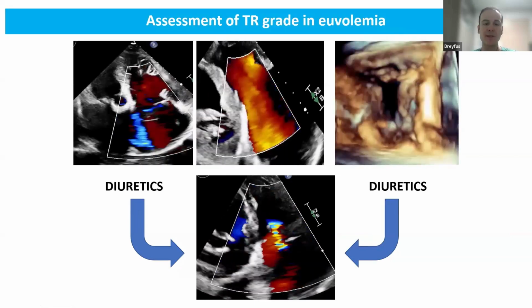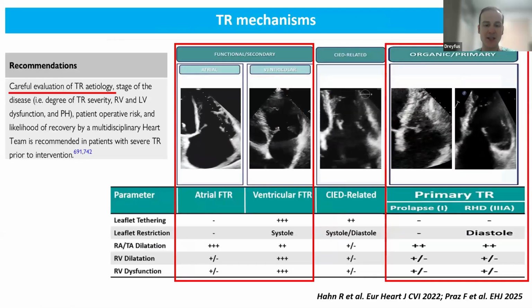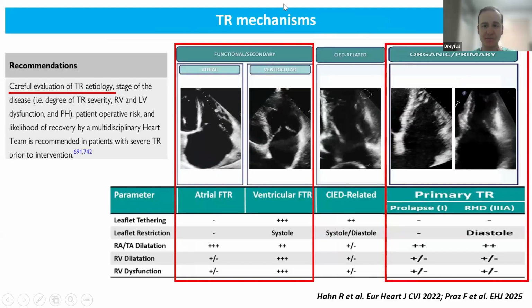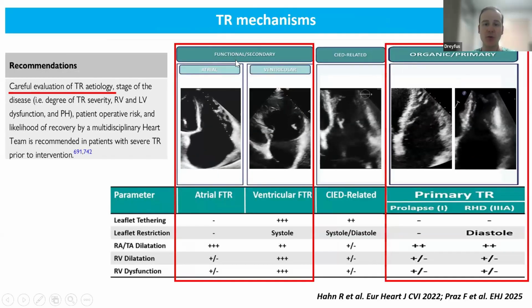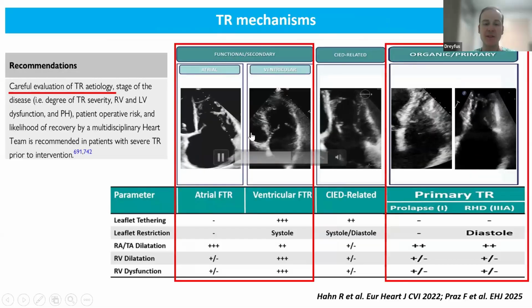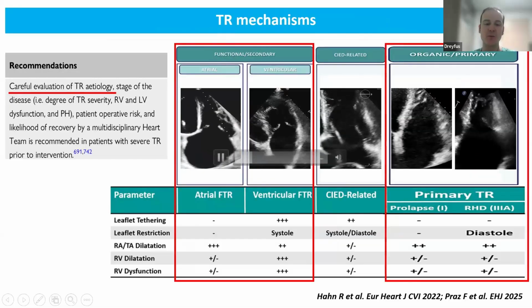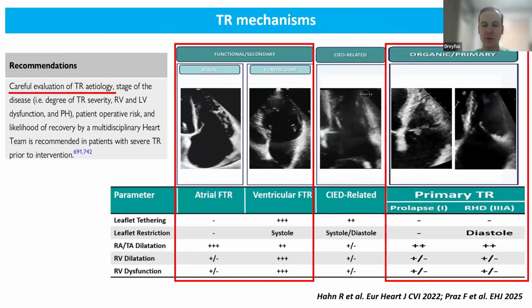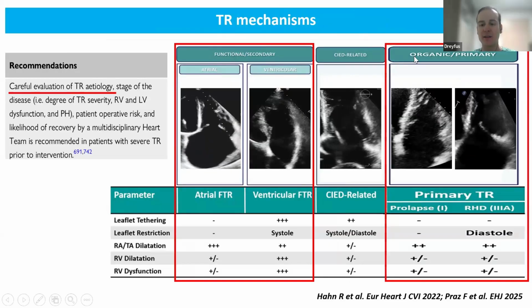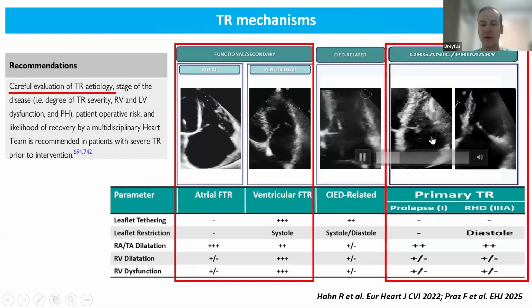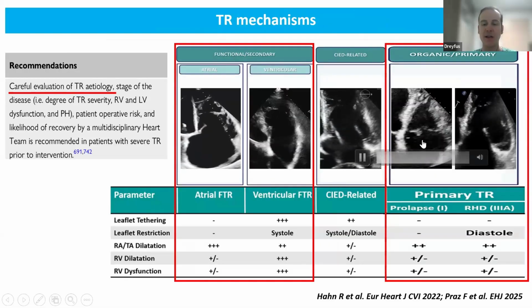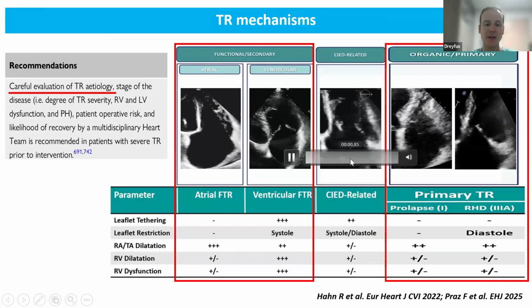The second point is to assess the etiology, the mechanism of TR, knowing that there is a new classification. Functional or secondary TR means that there is no disease of the tricuspid valve itself, but rather remodeling of the right atrium and the right ventricle. Organic TR is a disease of the valve, of the leaflets, for instance carcinoid, rheumatic, endocarditis, and then CIED related.